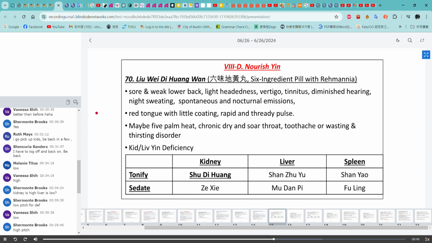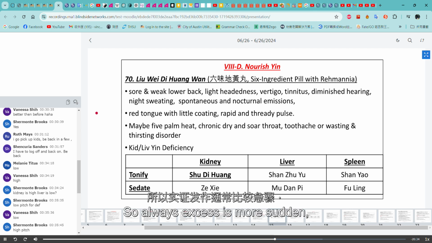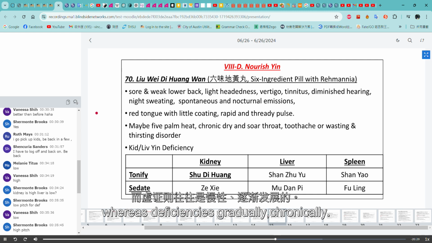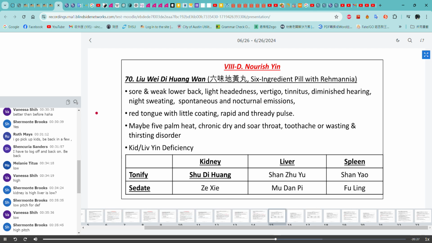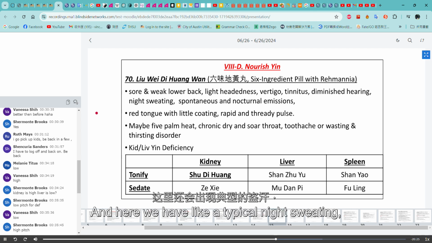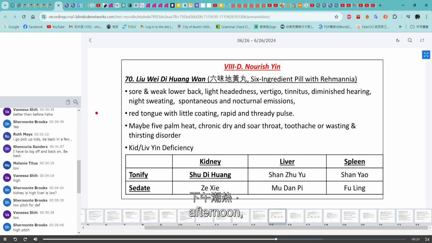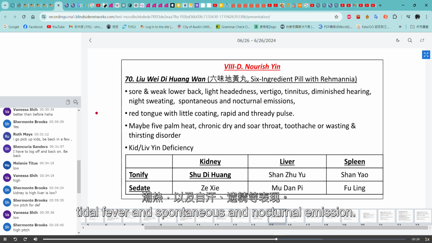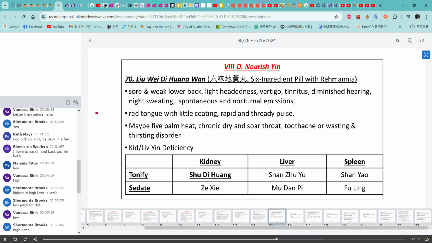Right? So this is a low pitch tinnitus with diminishing hearing. So gradual diminishing hearing. Excess, like liver fire, is sudden loss of hearing, right? So excess is always more sudden, whereas deficiency is gradual, chronic. And here we have typical night sweating, afternoon tidal fever, and spontaneous and nocturnal emission. Red tongue with little coating or no coating. Rapid, thready, superficial pulse.